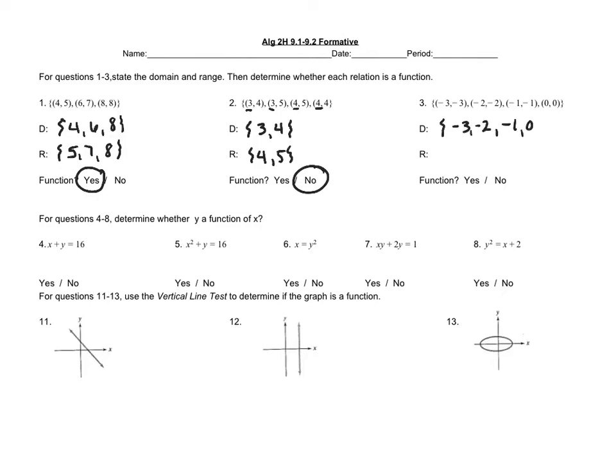So my domain for this one, nice in order, -3, -2, -1, 0. Here it's -3, -2, -1, and 0. Yes, it is a function because no x value is used twice.